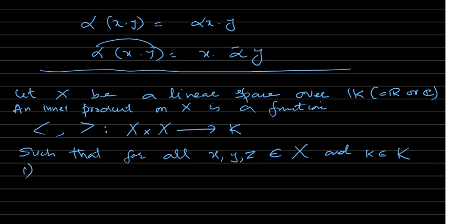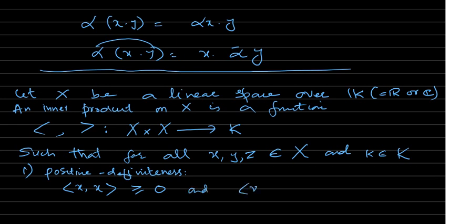First one is the following. It's called positive definiteness, okay? So what is this property? It's the inner product of x with itself. It is greater than or equal to 0 for all x, obviously, and the inner product of x with x is 0 if and only if x is equal to 0. That's the first property, and it is called positive definiteness.